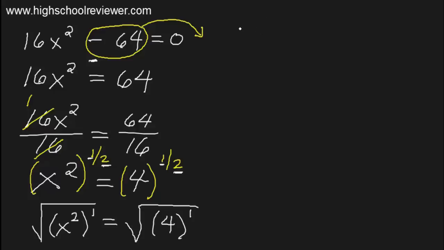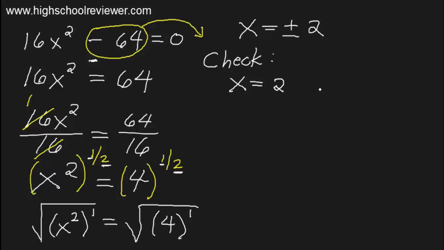The square root of x squared will give us positive x, and the square root of positive 4, there will be 2 values, positive and negative, and this will be 2. Let us now check if our answers are correct. So our first value of x is positive 2. The second value of x is negative 2.